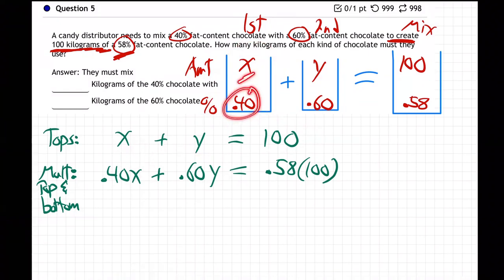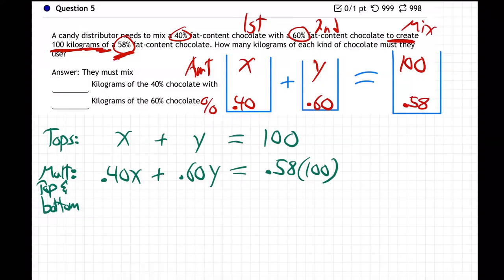That means 40% times the amount, 40% times X is the amount of fat in the first bucket, fat in the second, fat in the third. That's why those two equations are right and true. Okay, so now how do we solve it? What are we going to do?